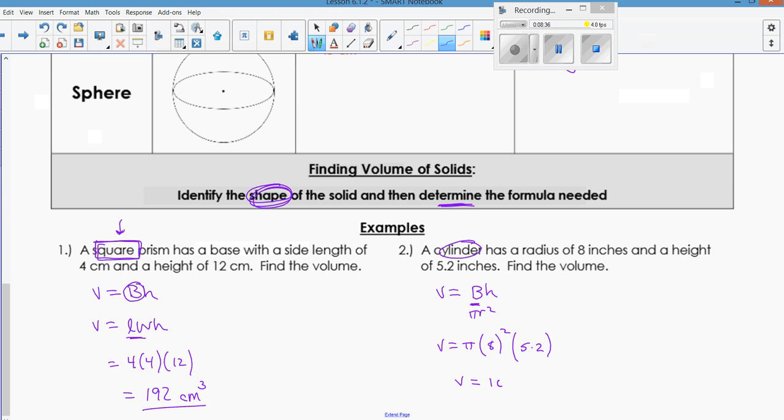We should have gotten 1,045.52 inches cubed. Alright, so those are pretty straightforward, just volume. Flip over to the next page.